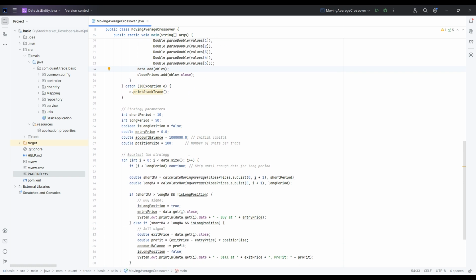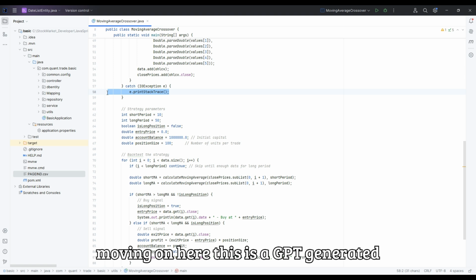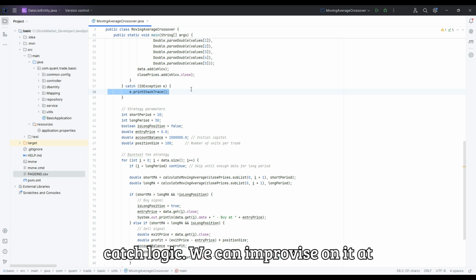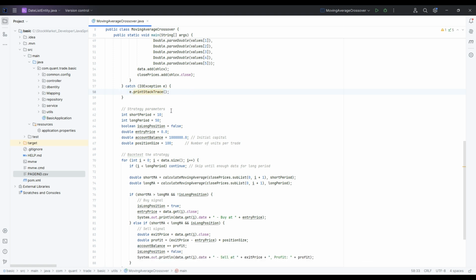And moving on, here this is a GPT generated catch logic. We can improvise on it at a later point.